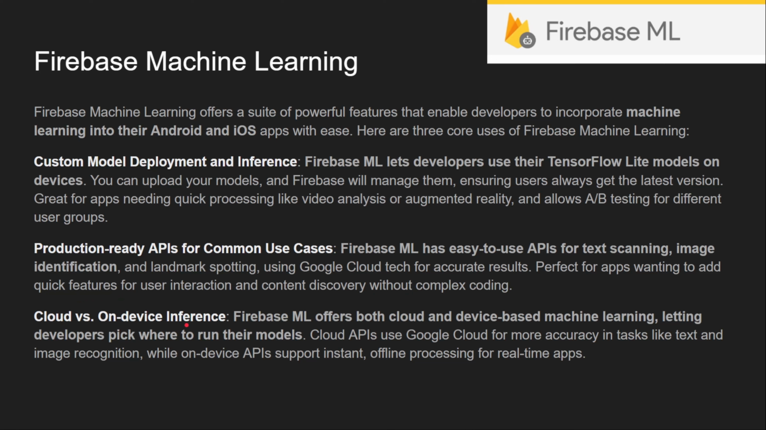Cloud versus on-device inference. Firebase Machine Learning offers both cloud and device-based machine learning. So you can store your TensorFlow-like model on your cloud storage, and you can run it using cloud functions. So you can power mobile devices, for example, with very powerful AI models if the device is not strong enough to run the device inference. So you can make the inference on the cloud if the device is not powerful enough.